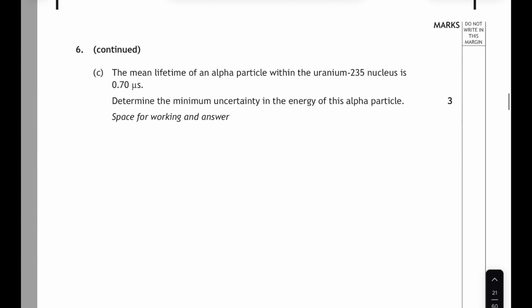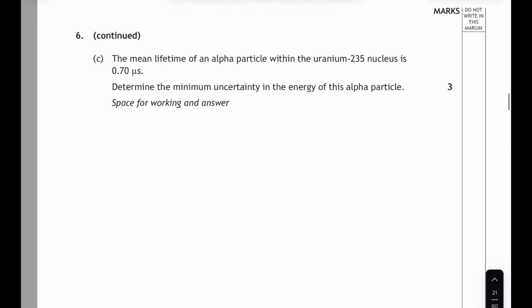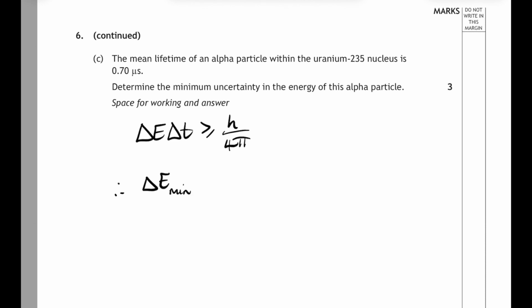Alright, moving on, 6 part C. The mean lifetime of an alpha particle within a uranium-235 nucleus is 0.7 microseconds, and we have to determine the minimum uncertainty in the energy of the alpha particle. So again, we're going to use the version of the Heisenberg uncertainty principle that has energy and lifetime in it. So delta E delta T is greater than or equal to h over 4 pi. And therefore delta E min is what we are looking for, the minimum uncertainty in the energy.